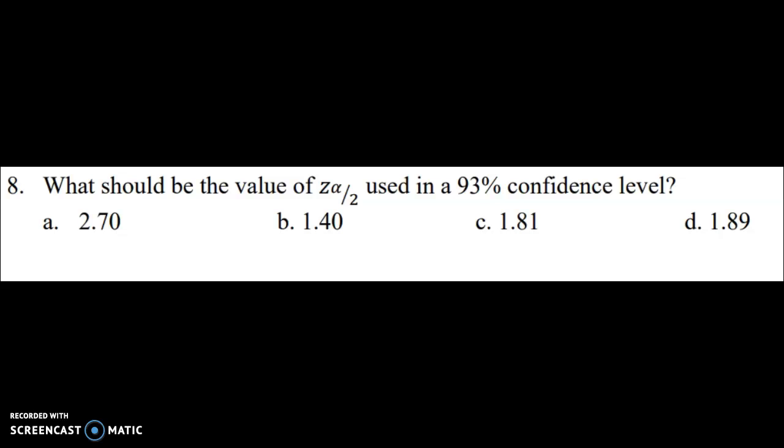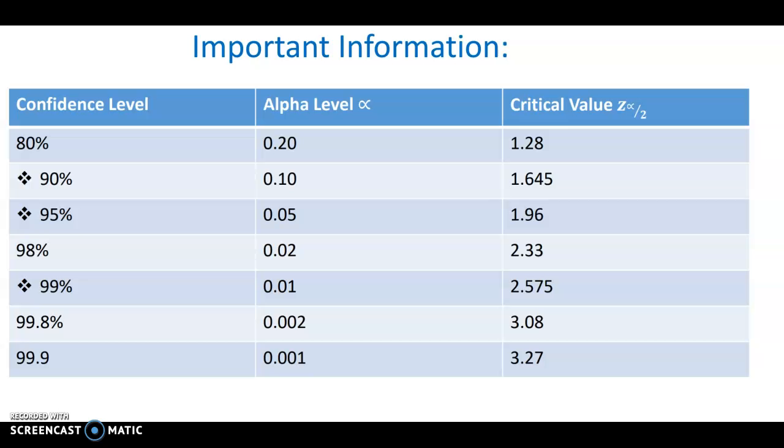Question 8. What should be the value of z used in a 93% confidence level? Okay, now I can't come to this table and look for our z value because I have a confidence level of 90 and then it jumps to 95. So the z value for a 90 would be 1.645 and the z value for 95 would be 1.96. Now we're looking for a confidence level of 93, so I know that our z value should be somewhere between these two numbers, but let me show you how to figure it out for yourself.